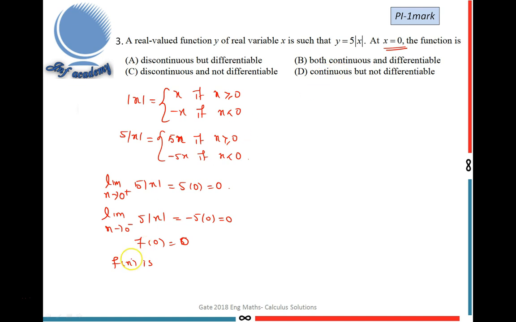f of x means y is continuous. f of x equal to y is continuous at x equal to 0.